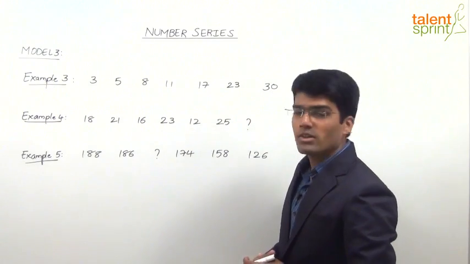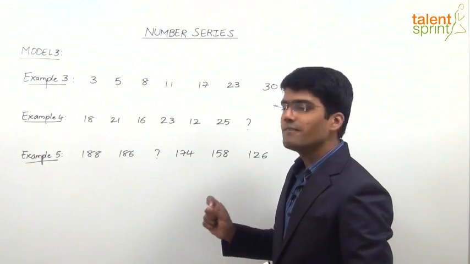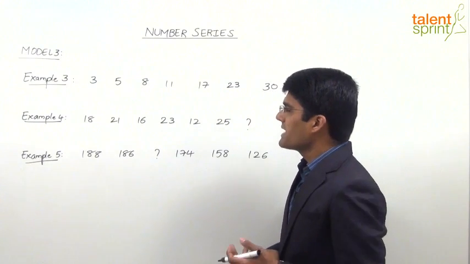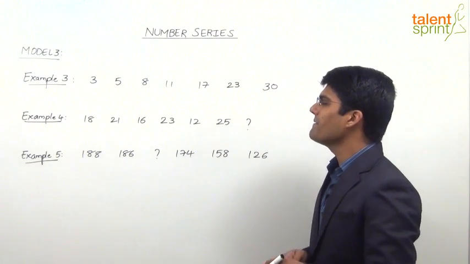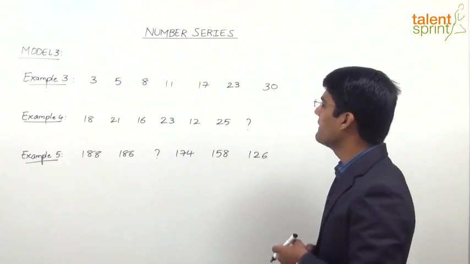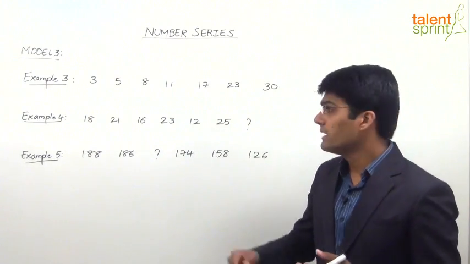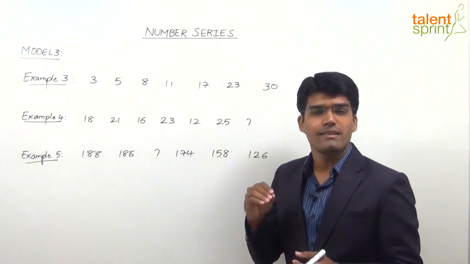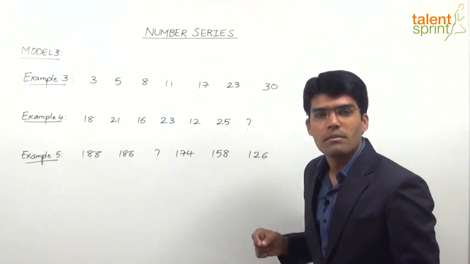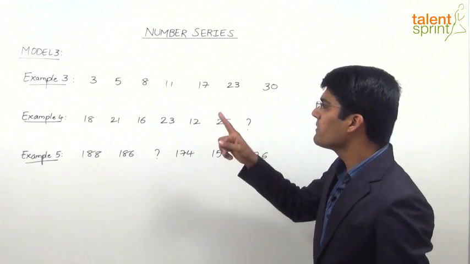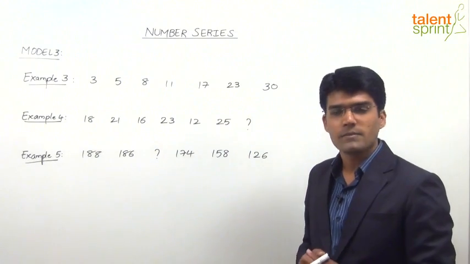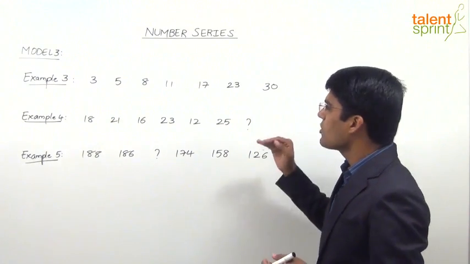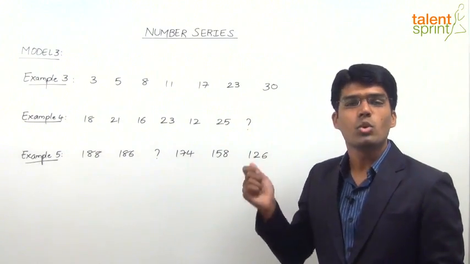So here we see that we have got the next three examples, that is example 3, 4 and 5. Now example 3 is 3, 5, 8, 11, 17, 23, 30. And here we are supposed to find out what is the wrong number out of the given numbers, or what is that number which does not fit in the series here. Now, as I have mentioned, let us first go ahead with the differences between two consecutive numbers.